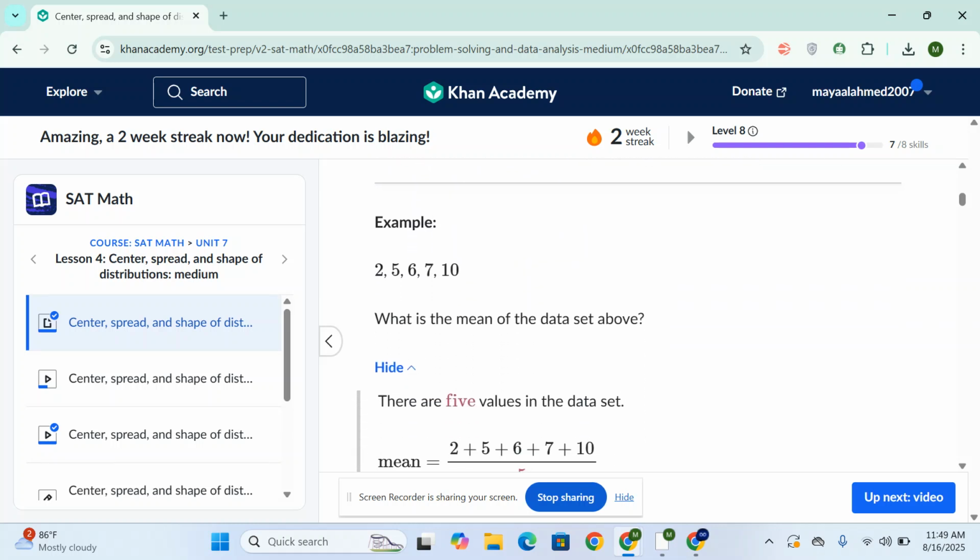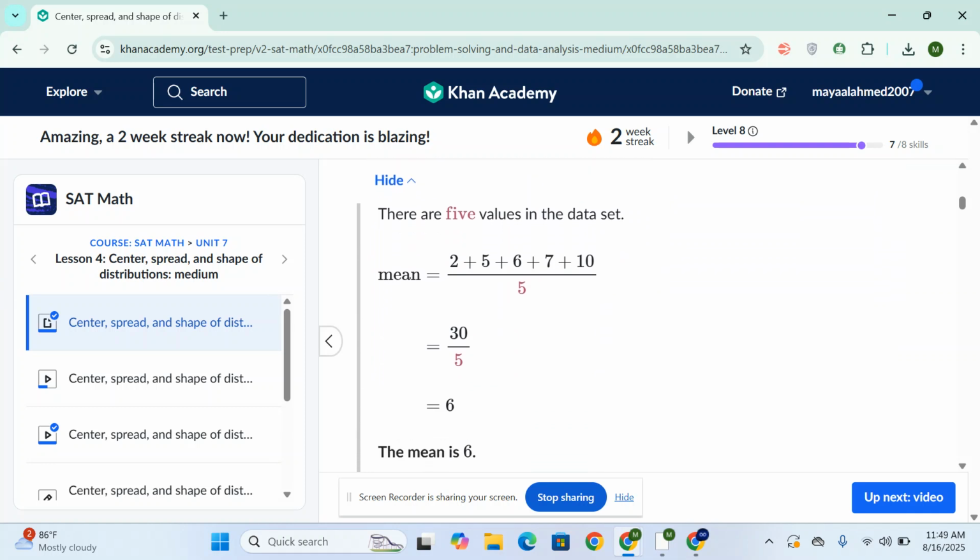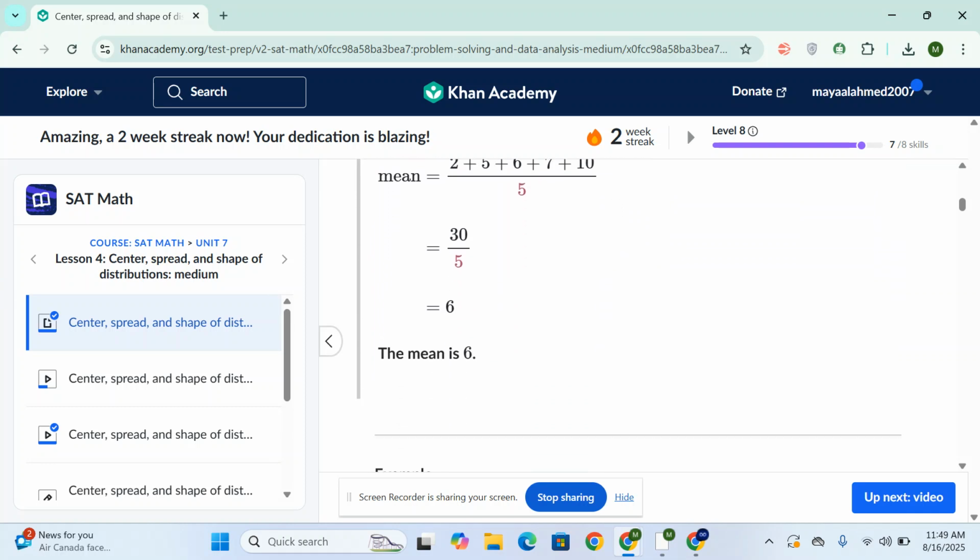So they've given you an example. There are a bunch of numbers. You're just going to add them together. And how many values are there in total? So we have 1, 2, 3, 4, 5. So you're just going to add it, divide it by 5, and you get your mean, which is number 6.